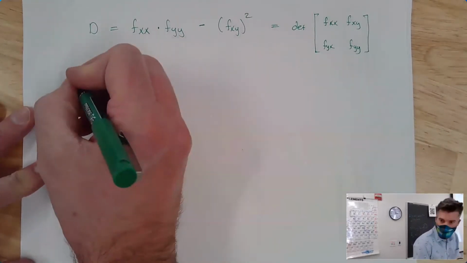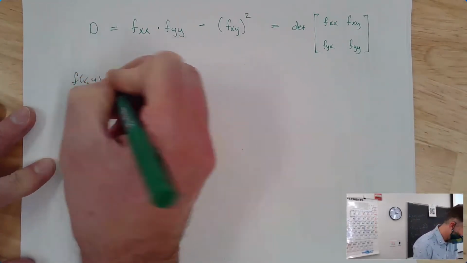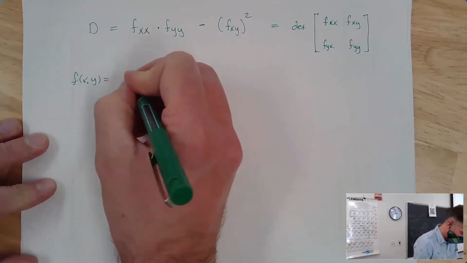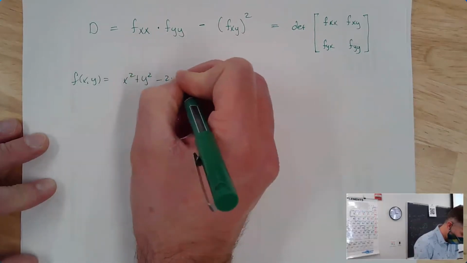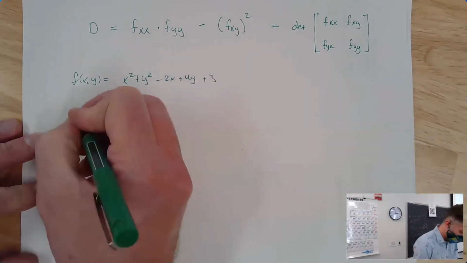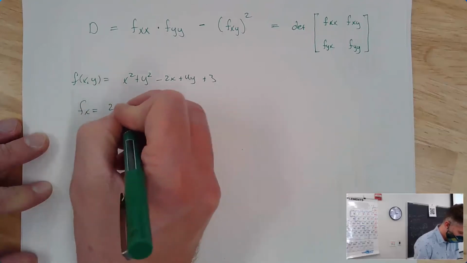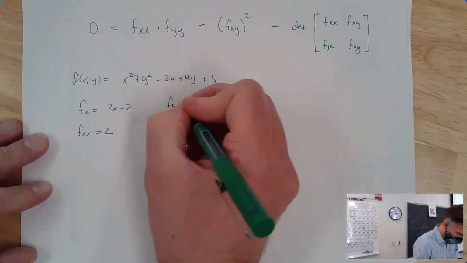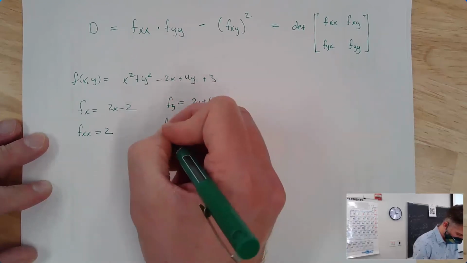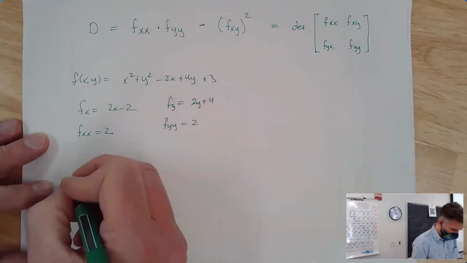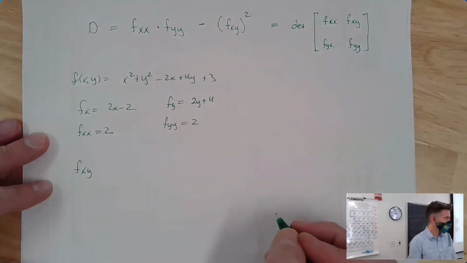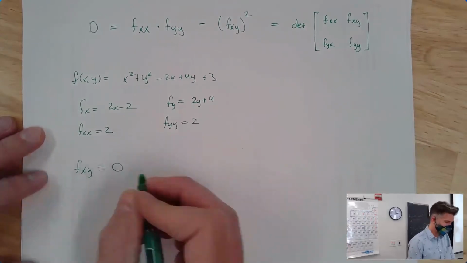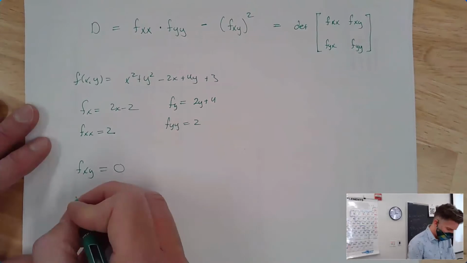All right, here's my function. I can do it. Where'd my function go? Oh, right there. So my function was this: x squared plus y squared minus 2x plus 4y plus 3. fx was 2x minus 2, and fxx is 2. fy was 2y plus 4, and fyy is 2. And what's fxy? Big old 0. What's fyx?